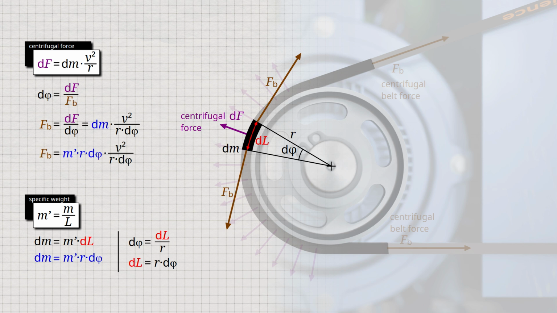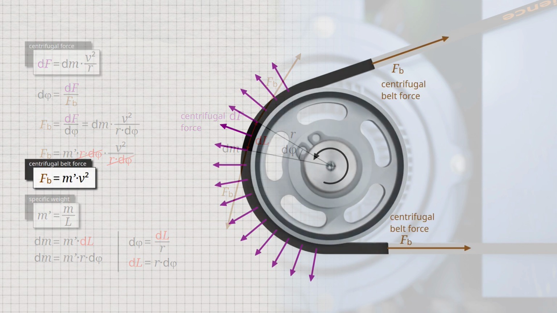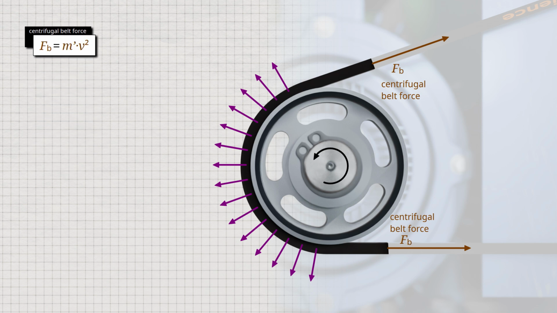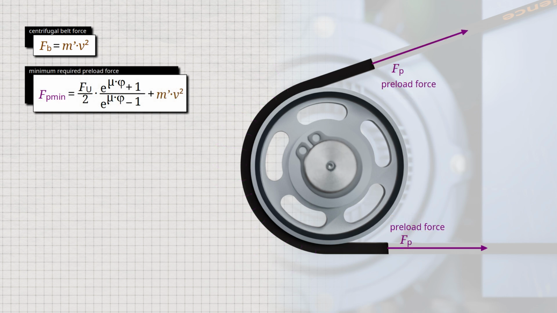In this formula, we can cancel the radius r and the angle dφ, and finally we obtain the shown formula for determining the centrifugal belt force Fb at a given specific weight of the belt m' and a given belt speed v. As we can clearly see, the centrifugal belt force Fb does not depend on the pulley diameter or the wrap angle. Therefore, it does not matter whether we consider the centrifugal forces at the input pulley or the output pulley. To fully compensate for centrifugal forces during later operation, the belt must be pre-tensioned by an amount equal to the centrifugal belt force.